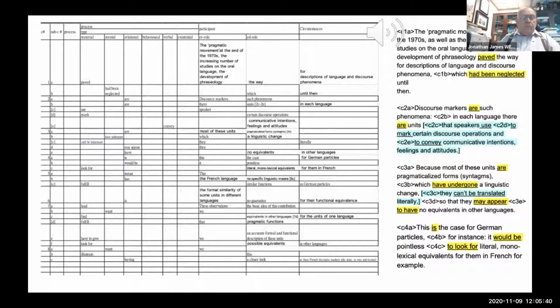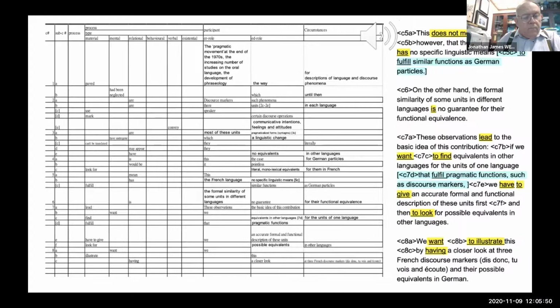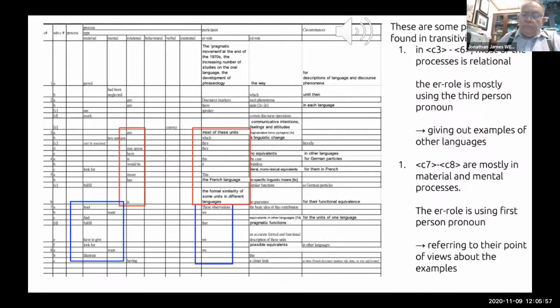This is the table that we have generated for transitivity. As we can see, most of the process types are material and relational. And here is the second part of the text. Through this table, we have discovered some patterns.